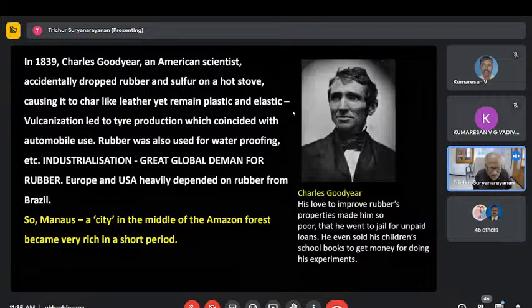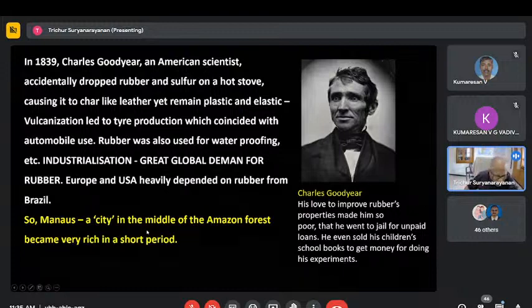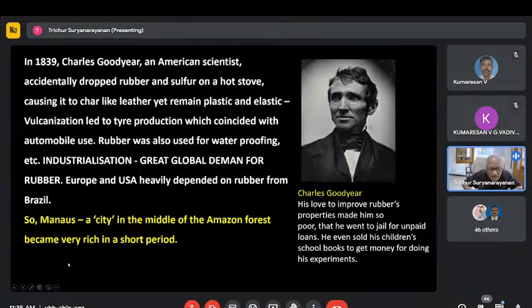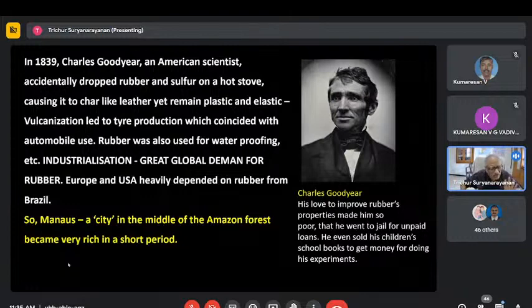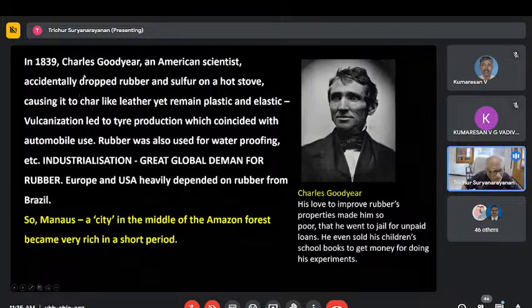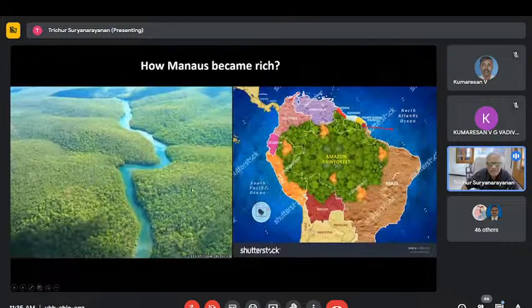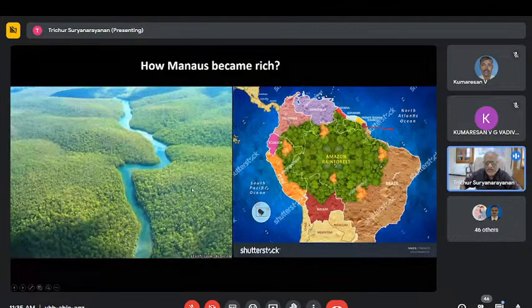Europe and USA wanted more and more rubber. And this city, Manaus, which was exporting rubber, in the middle of the forest of Amazon, a few people there who were doing business, who were selling rubber, became very, very rich in a very short period because of these discoveries. So how did Manaus become rich?